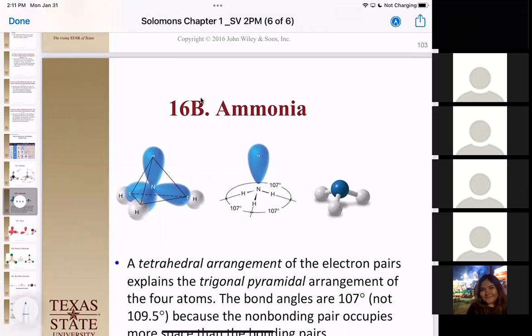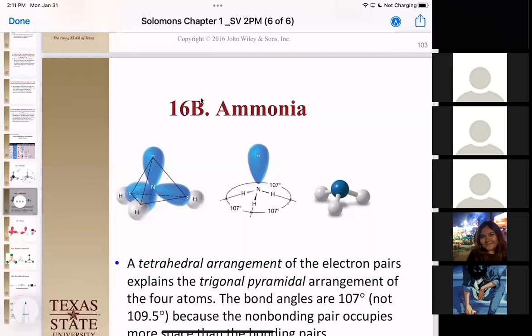Okay, and now if we ignore that lone pair, notice the structure we get out of it. We get this trigonal pyramidal shape, molecular shape, but it's still sp3 hybridized. Okay, so that's great, but it's 107 because it takes up so much more space.